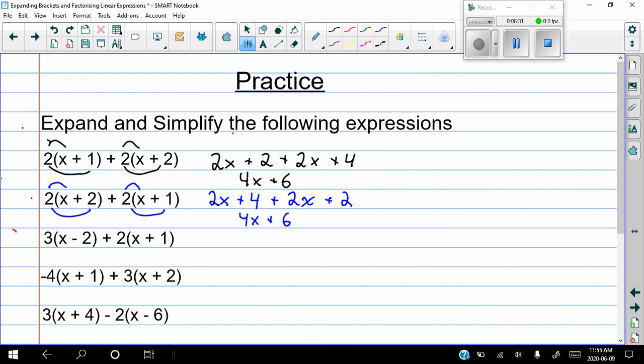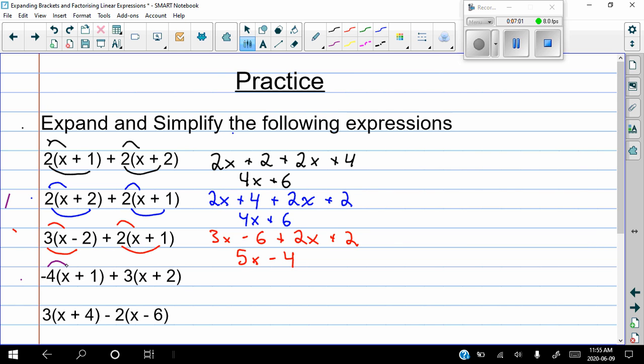So problem 3, or the third one down, we have 3 times by x, so we're going to get over here 3x. Then we have positive 3 times negative 2, so we get negative 6. Then we have 2 times x, so we get 2x. And lastly, 2 times 1 is 2. We have 3x and 2x, which is going to make 5x. And negative 6 and plus 2 is negative 4.